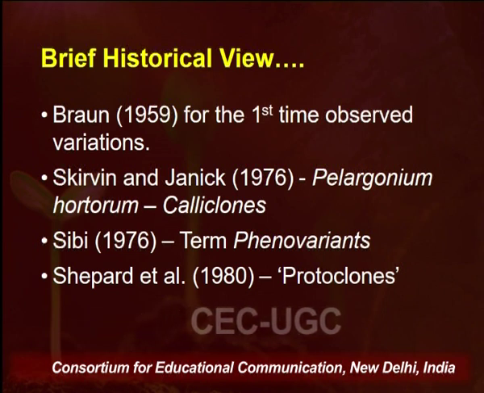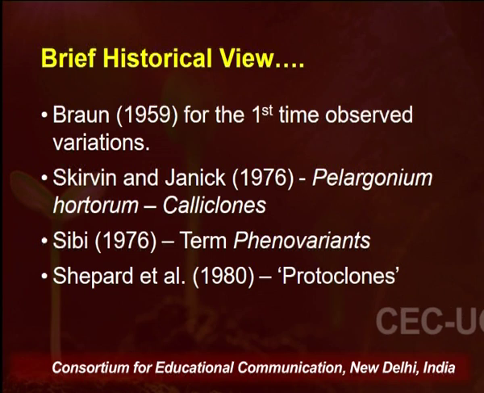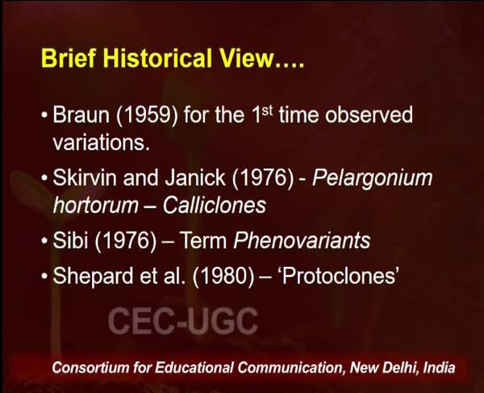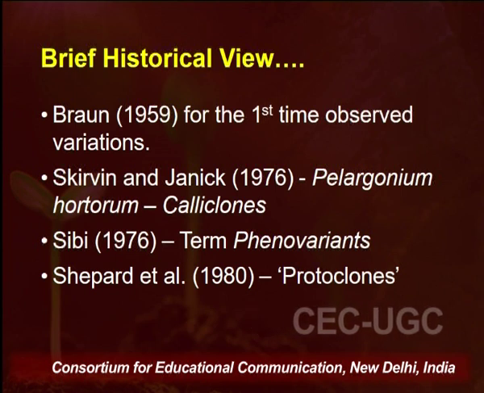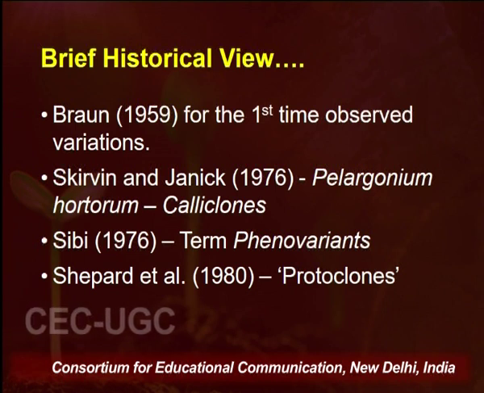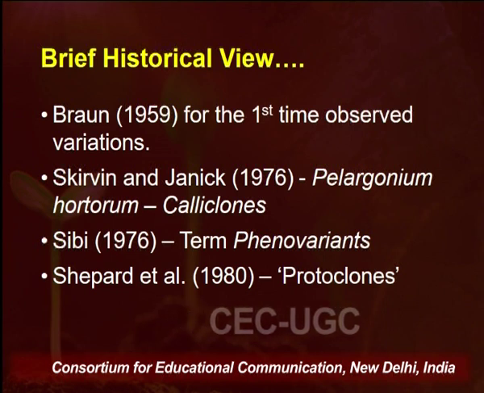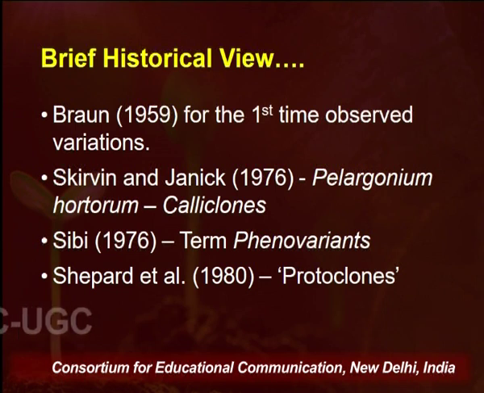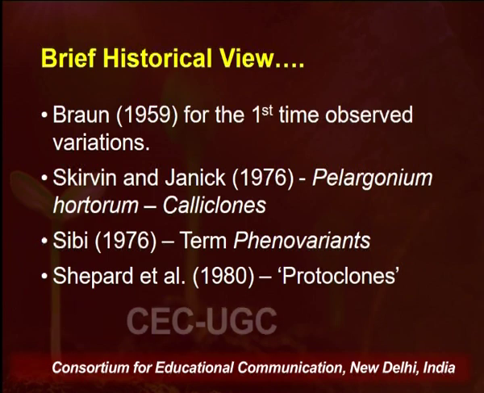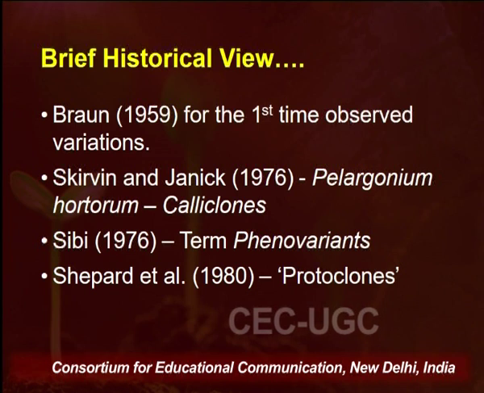Then Skirvin and Janick in 1976 worked on a species of Pelargonium, and they found that whenever plants were generated from the callus, there were certain variations in the regenerated plants, and therefore they gave that term as calliclones. In the same year, 1976, Larkin also worked on some of the phenotypic characters of plants that were regenerated again from calluses, and he found certain variations in the new generations. So he gave the term phenovariants.